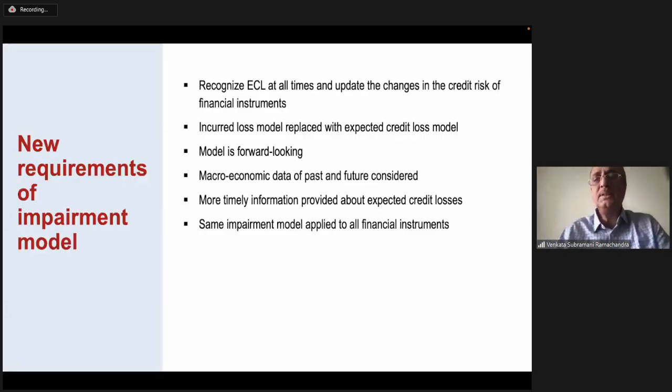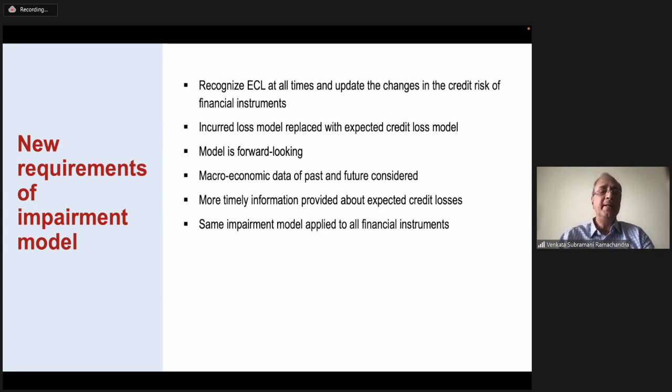Now this is at a very conceptual level. Now let us see what the new requirements are. Previously we had a model which is called the incurred loss model. The loss on account of not being able to recover a loan was recognized based on the time when it is incurred, which is called the incurred loss model. That is what is replaced with the expected credit loss. Now this model is forward looking.